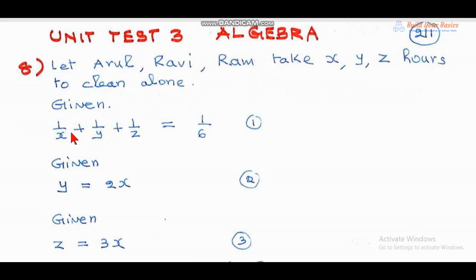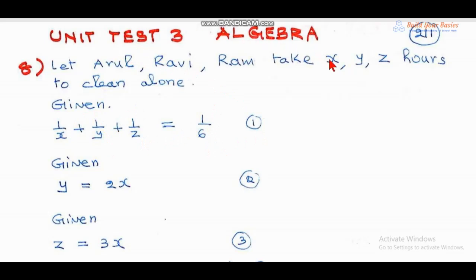So 1 by x plus 1 by y plus 1 by z is the amount of work done by the 3 persons together in 1 hour. It is given in the problem, they clean in 6 hours. So in 1 hour they will be doing 1 by 6 work. So 1 by x plus 1 by y plus 1 by z equal to 1 by 6. Equation 1.